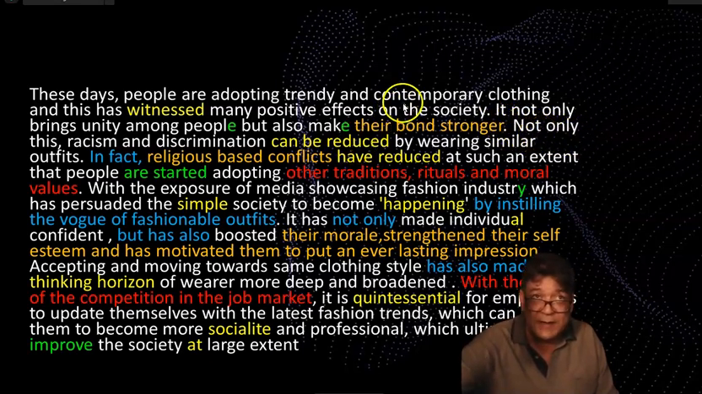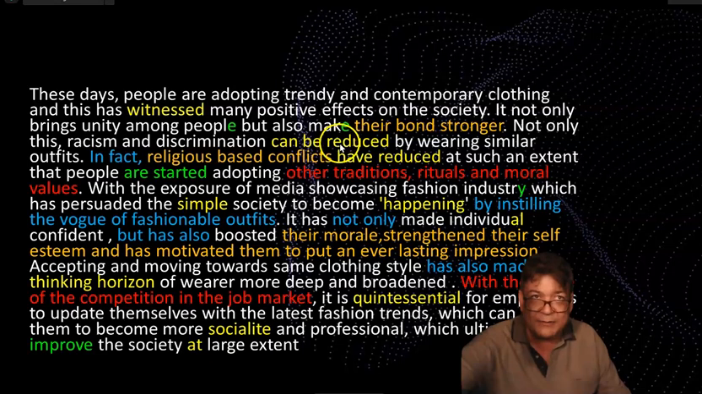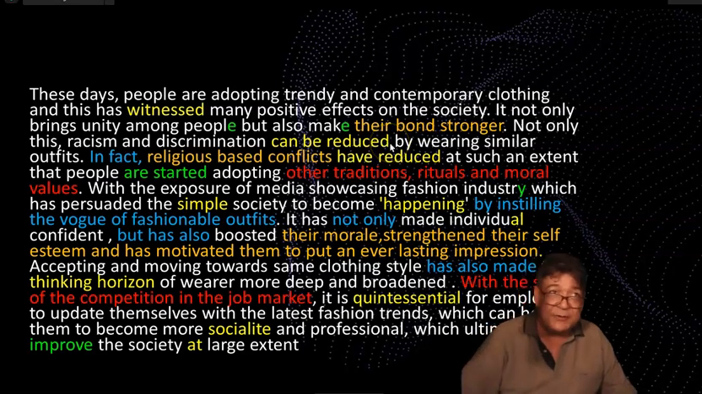Not only. Again, we got not only. Don't do that. Not only this. What is this? You got two things. Racism and discrimination can be reduced. Okay? Well, reduced is not usually found in the passive voice. And does it reduce? It can are reduced. Not can be, are reduced by wearing similar outfits. Oh, that's very different than bringing unity, but that's a pretty big idea. Let's see how you develop this idea about how racism is reduced, okay?